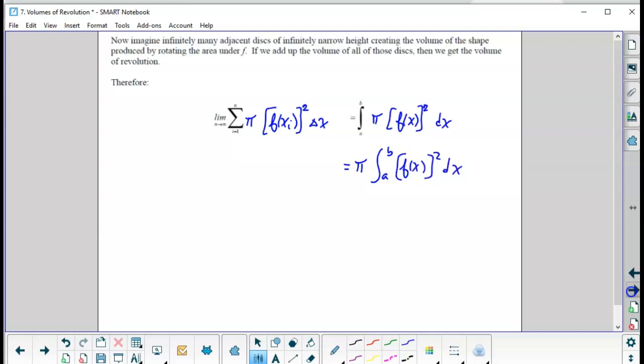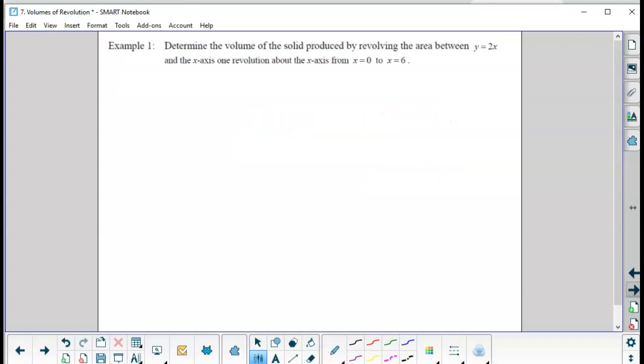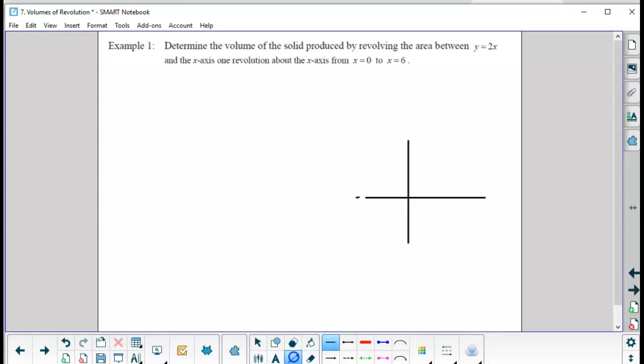Okay, so let's practice one. Determine the volume of the solid produced by revolving the area between y equals 2x and the x-axis, one revolution about the x-axis from 0 to 6. You might want to do a little sketch. Okay, so y equals 2x. Just give me a sec here. I'm going to change the color.